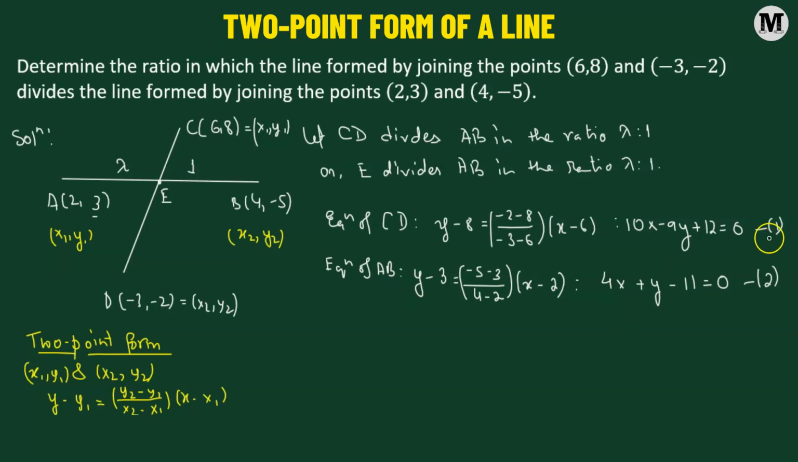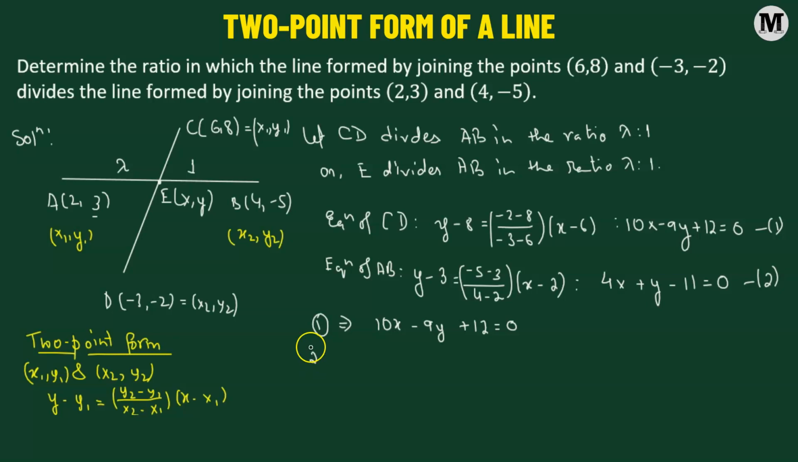So what we'll do, we'll try to solve equation 1 and equation 2 to get the value of x and y, and that's going to be the coordinate of point E, which is (x, y). Okay, let's do that. So here what we'll do, we'll take equation number 1 and keep it as it is. So we have 10x minus 9y plus 12 equals to 0.